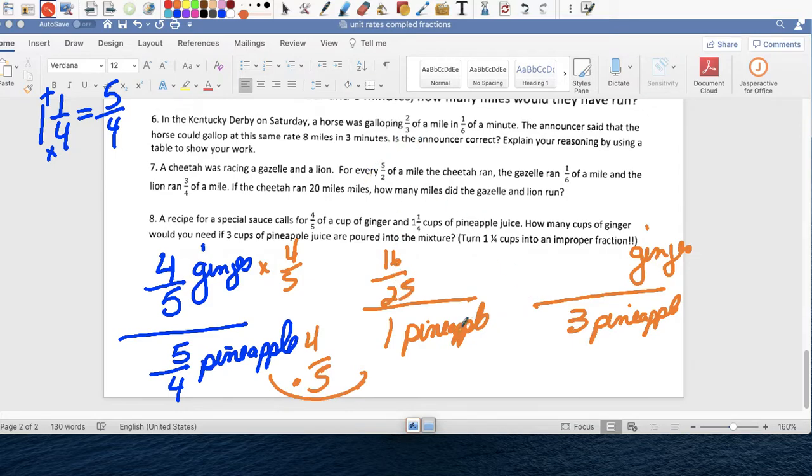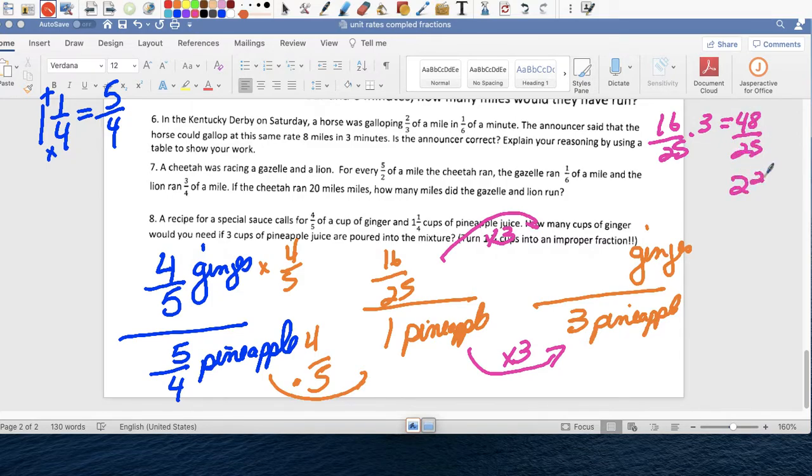So now I'm going to the final part. 1 times 3 is 3. Over here, times 3. So we're going to get 16/25 times 3 is 48/25. That's going to be 2 and 23/25. You can write 48/25, but I hope you can simplify and write 2 23/25. Okay, that's it. Pretty much it.